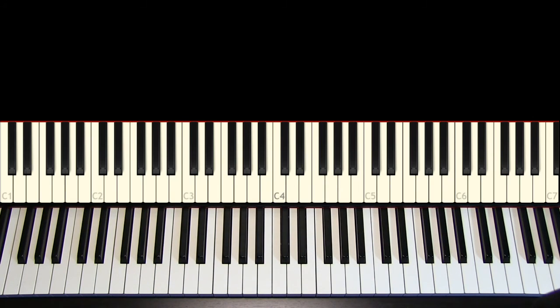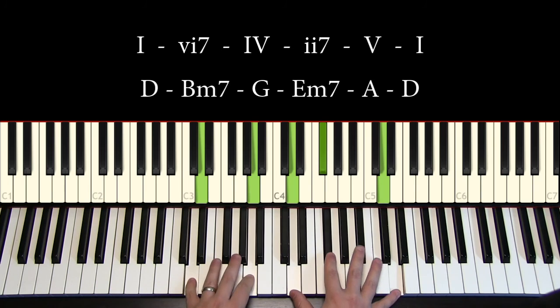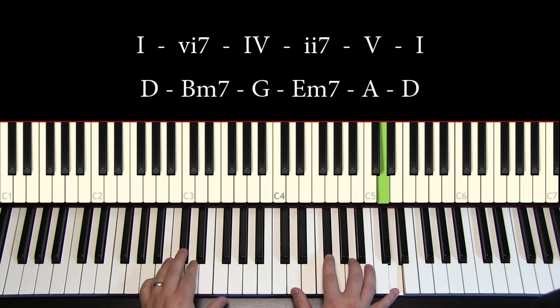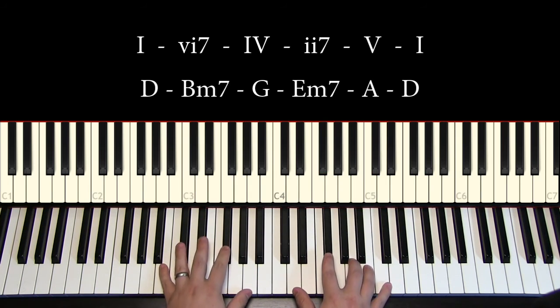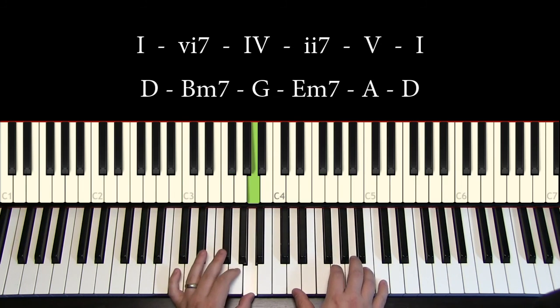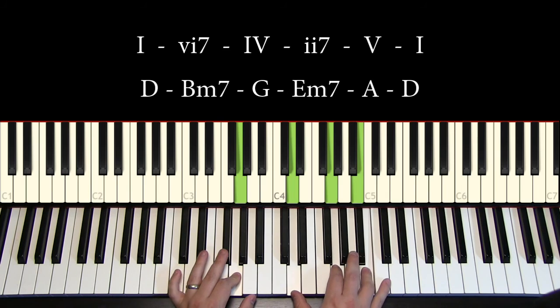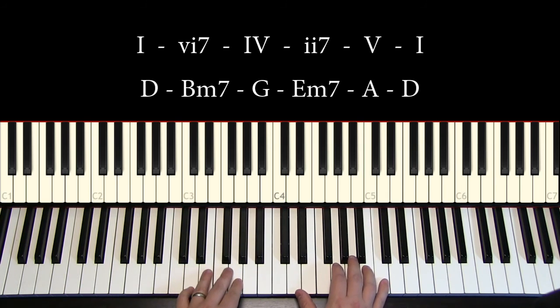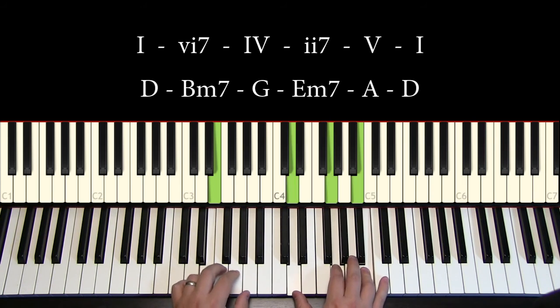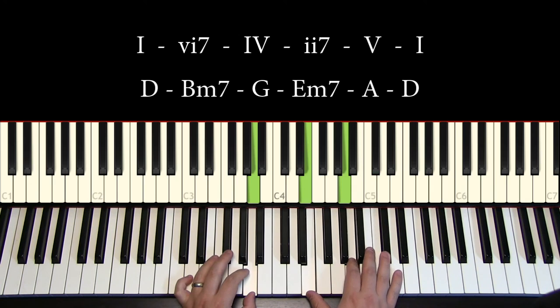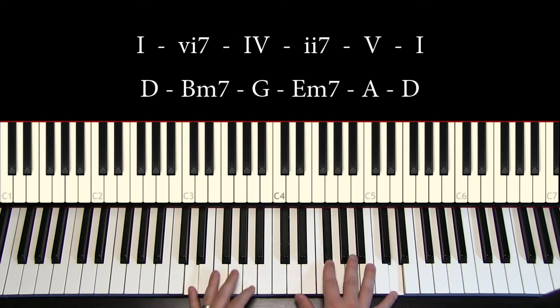Last one, key of D. D chord, the 1, drop the 3rd to the 6 minor 7, which is a B minor 7. Now down to your subdominant, your 4 chord, which is a G. Drop the 3rd to a 2 minor 7, which is an E minor 7. Now to the 5 chord, and back, that's an A, back to the 1 on D.